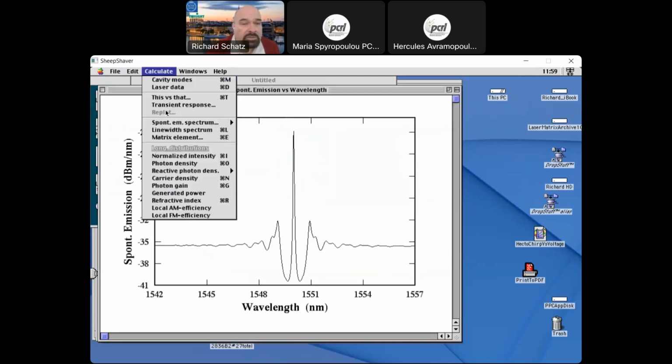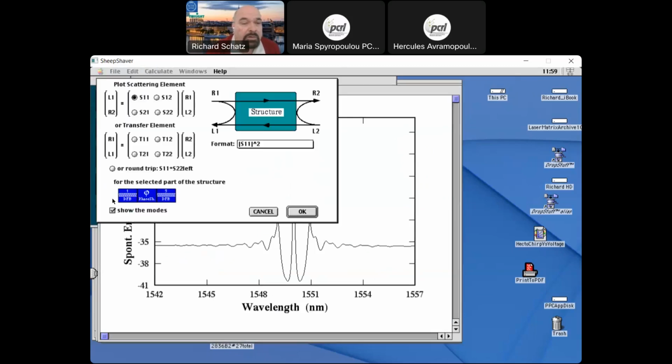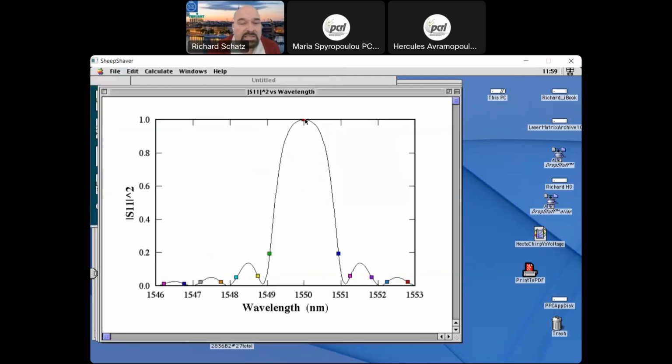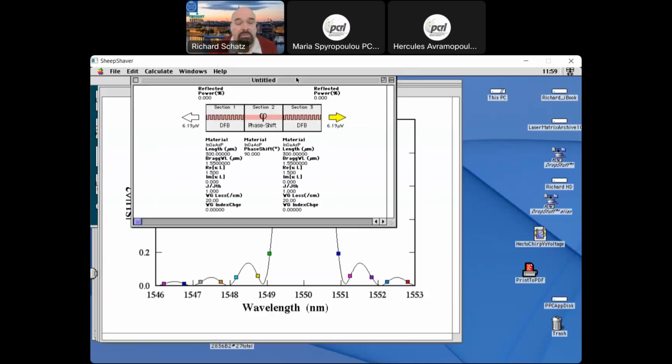And then also we can look then how it's lasing compared to the reflectivity curve now. The same picture we had before. And then we see now it lases exactly at the peak of the reflectivity curve here. So now we have a phase shifted DFB laser.